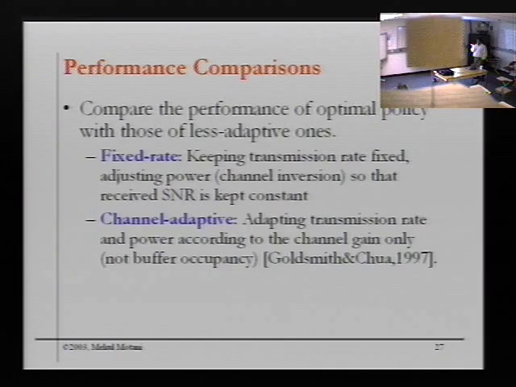Okay, so let's see what happens when we compare it to 2 other schemes. One is fixed rate, which is essentially smart channel inversion: you just invert the channel to keep constant SNR. And the other is waterfilling, where we adapt to the channel. There was a 97 paper by Goldsmith and Chua in Transactions on Communications that proved that when you adapt to the channel, this is the optimal thing to do.